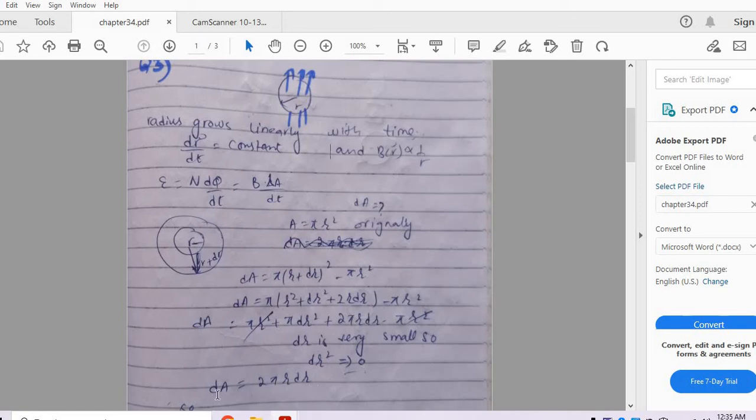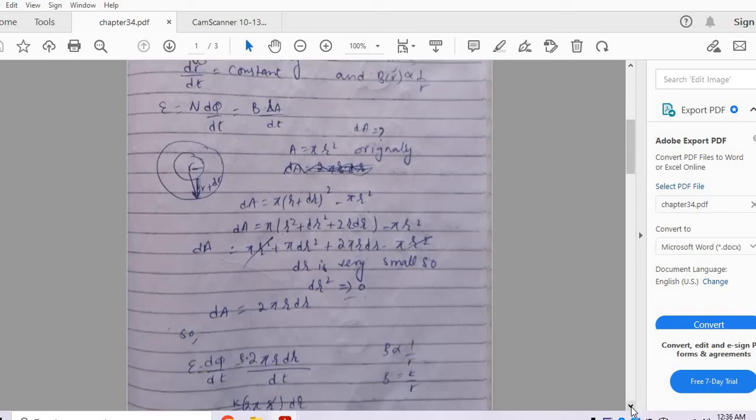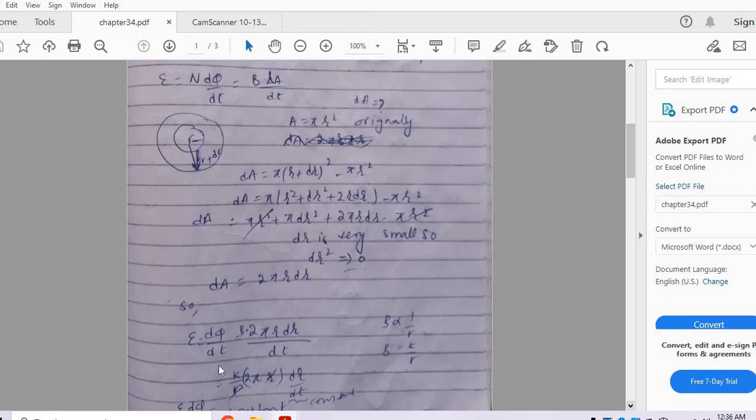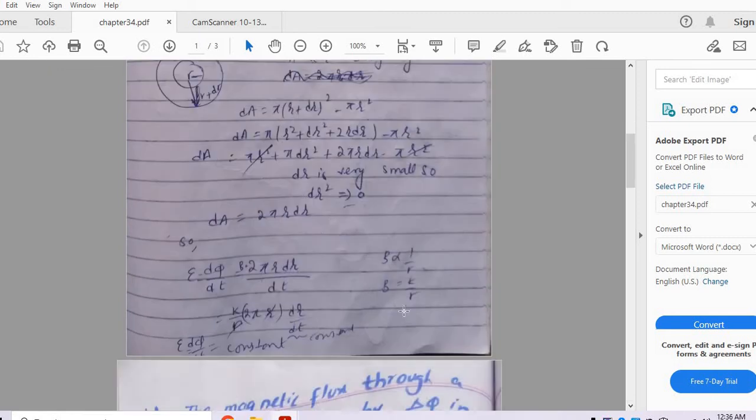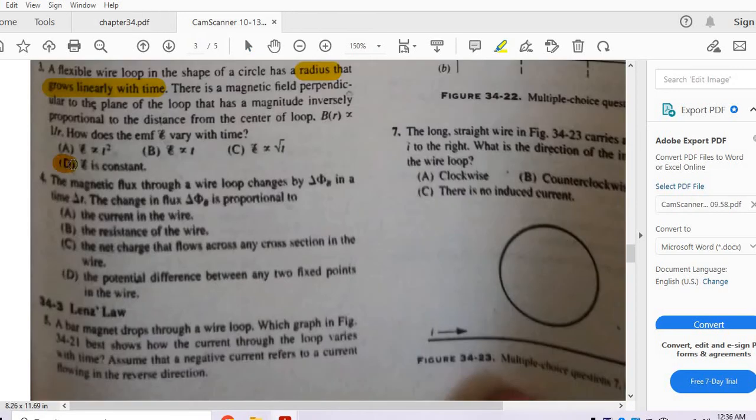Now we are putting the value of dA into the equation of electromotive force. It's equal to d phi by dt, that is the rate of change of flux. So B dot 2 pi r dr divided by dt. B is equal to k by r, so we put the value here, k by r. This r will cancel out with this r, and it was also given in the question that dr by dt is constant, so overall the term is constant, so the electromotive force is constant. That's why option D is the correct option.